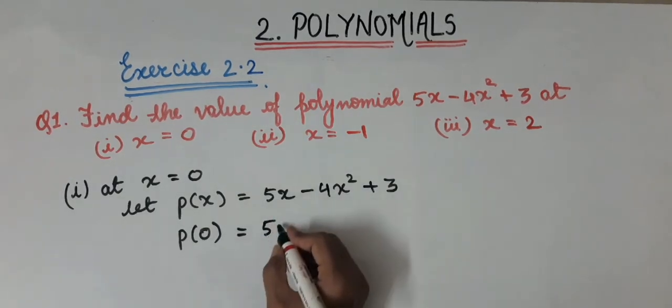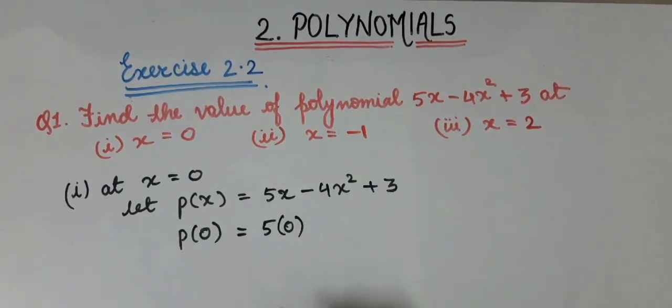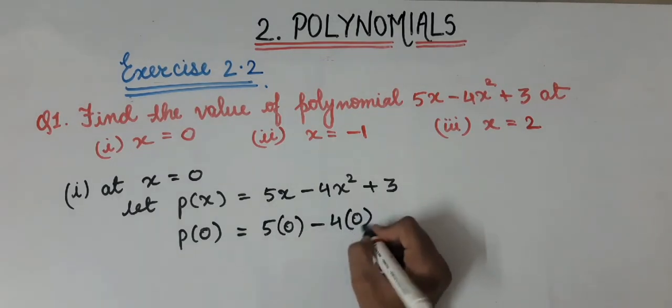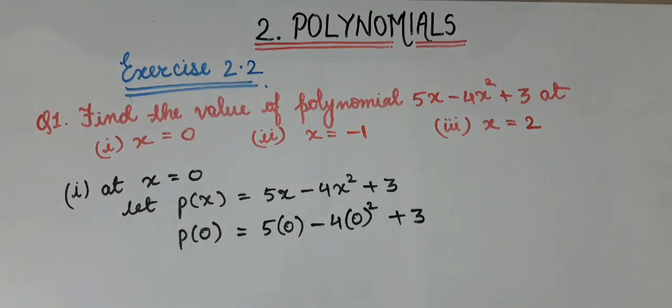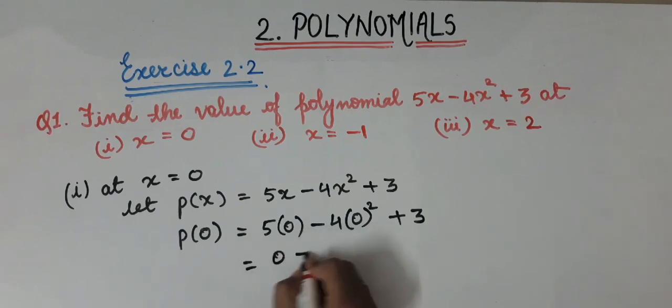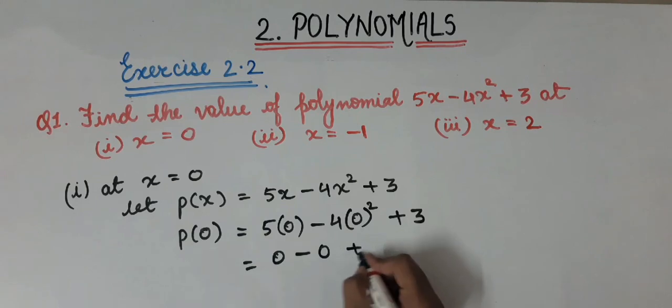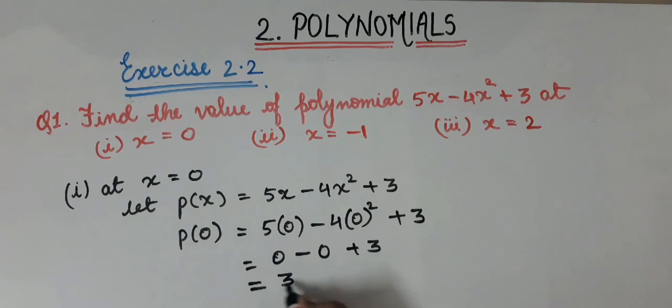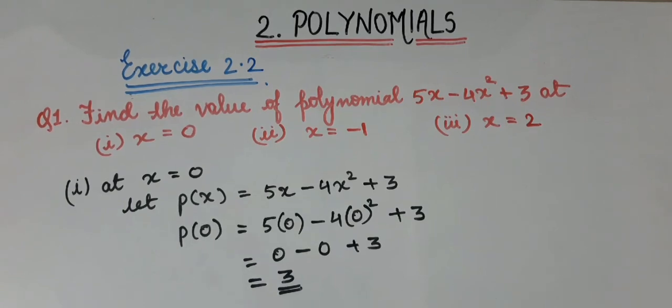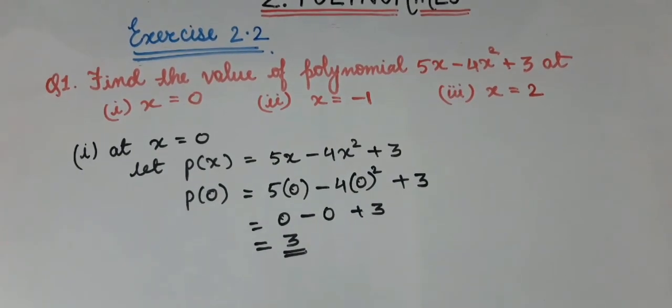So 5, replace x by 0. 5 into 0 minus 4 into 0 square plus 3. Anything multiplied with 0 is 0. So it is going to be 5 into 0, 0, minus 4 into 0, 0, plus 3. So the answer will be 3. So p of 0, or p of x at x is equal to 0, is equal to 3. Clear? Now similarly find for the next two.